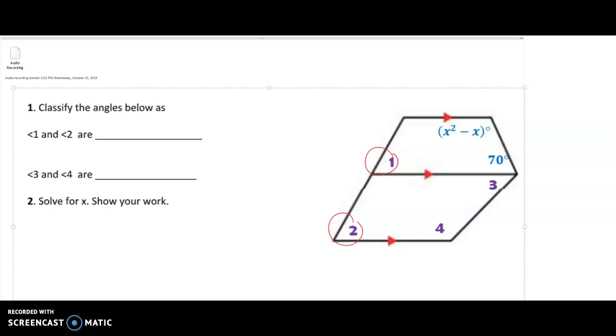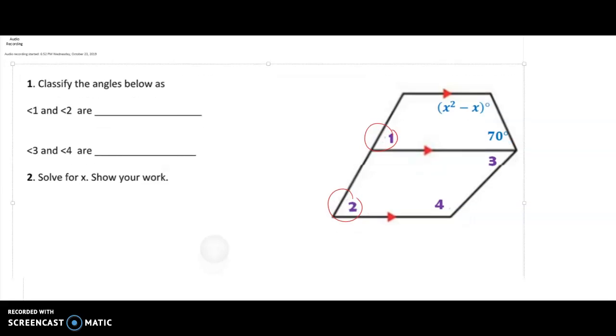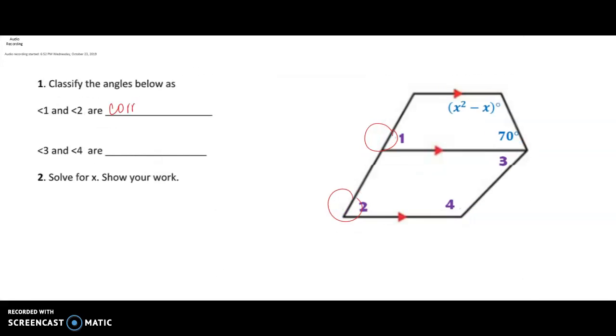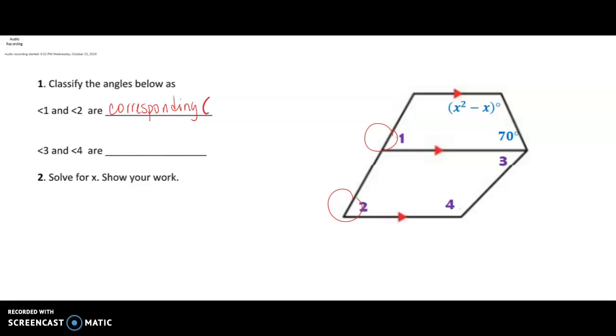Alright, so in this question, the first part asks you to classify the angles below. Angles 1 and 2, I circled them in red, would be in the same position, meaning they're both in the upper right corner, so I would call them corresponding. So I'm going to write corresponding. That would be the name, and because the lines are given as parallel, I could also say they're congruent. It's not being asked, but that is something I do know.